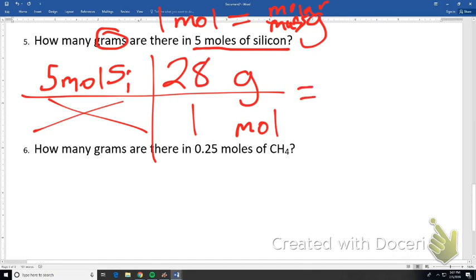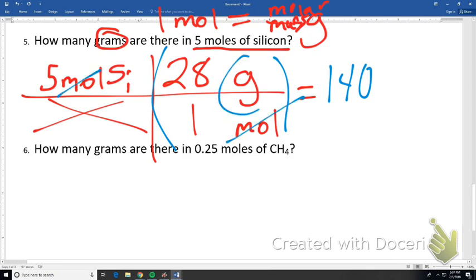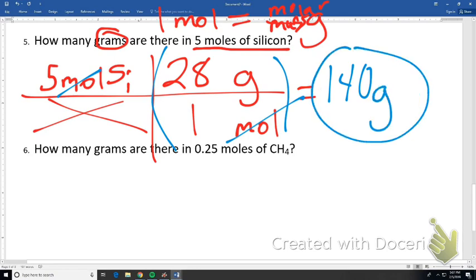So 5, open a parenthesis, 28 divided by 1. And press enter, and I get 140. What are my units? Well, the moles are gone. Grams is the only thing left, so it's grams. Okay, that's my final answer. You must have units. Units are your friends. It helps you make sure you got the right answer.